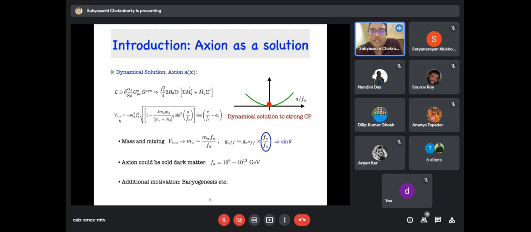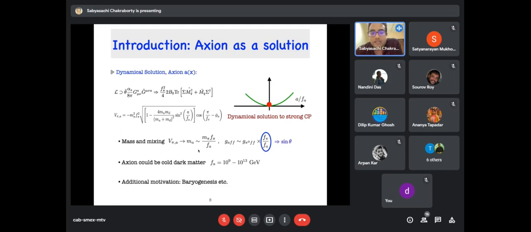Now, once I have a potential like this, this is just a 2x2 potential with pion and axion fields. All the masses and the mixings are very trivially obtained, and the mass of the pion remains as it is with very small corrections. The mass of the axion is related to the mass of the pion, F pi and FA. And all the mixings are proportional to this F pi over FA factor. So if I have a coupling of pion with fermions, it will be scaled by this F pi over FA to give you an effective coupling of axions and fermions. This F pi over FA, sometimes in the literature, is known as the sine theta.